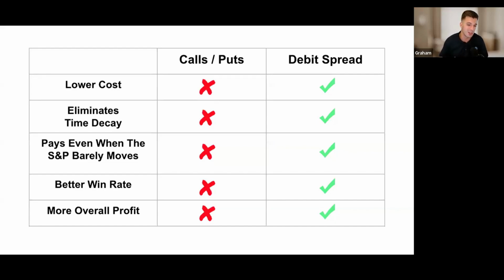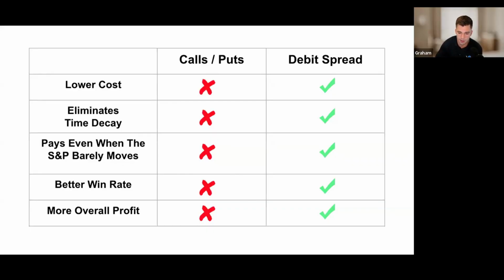A lot of times that means unforeseen news happening. Then the calls may be better, or calls or puts. However, debit spread makes more money over time. Debit spread, lower cost of entry. Debit spread, it limits time decay. When you're buying basic calls and puts, you are paying mostly for time decay. That just eats your account up. Debit spread, it pays. We can hit our profit even when the S&P barely moves.